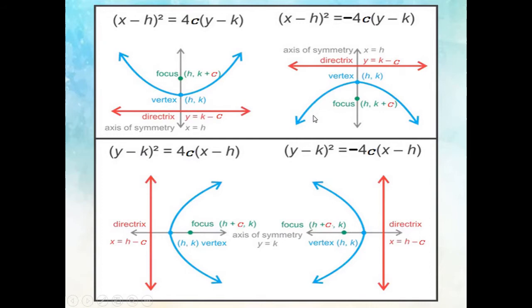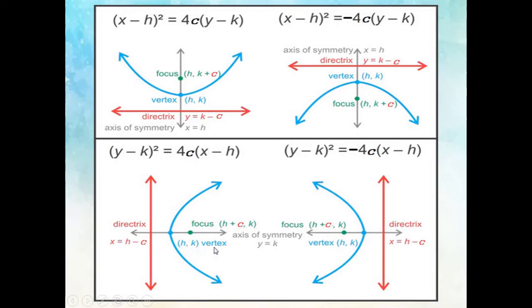Next is the third one. (y − k)² = 4c(x − h). The directrix is x = h − c. The focus is (h + c, k). The axis of symmetry is y = k and the vertex is at (h, k).